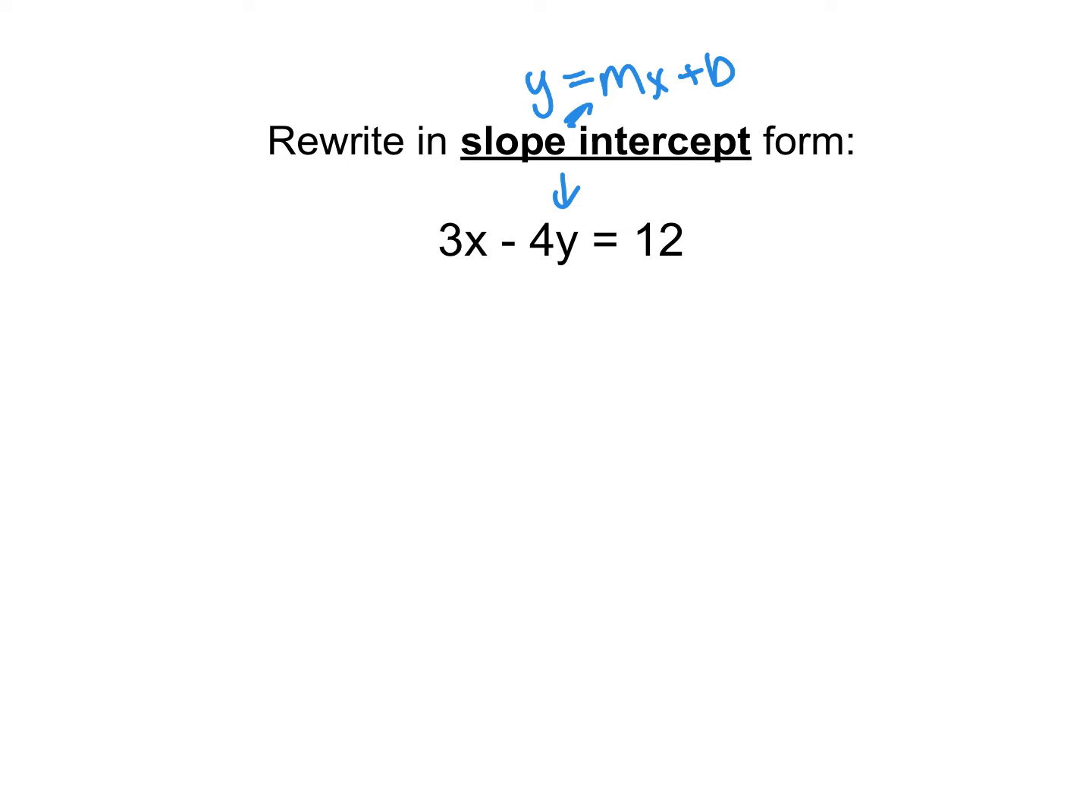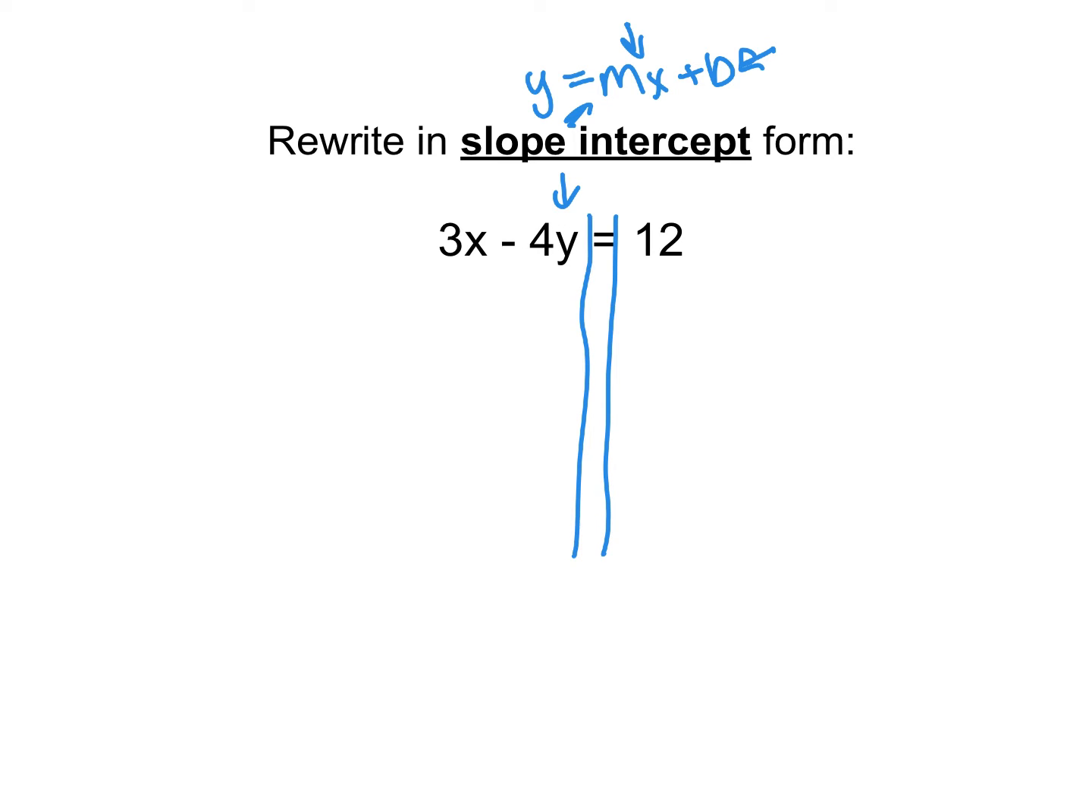And so notice that in the y equals mx plus b form, I'm solving for y. I want to get y all by itself, and then I'm going to make sure that my x term comes first, and then my constant term comes at the end. So let's go ahead and do that. Let's take our 3x minus 4y, and let's shift things around.